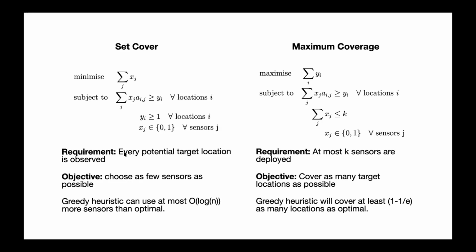So what we know is that this simple heuristic for the maximum coverage problem is actually guaranteed to give you about 63% of the optimal coverage. So in the absolute worst kind of adversarial cityscape you can come up with, you'll still get within some constant factor of the best possible coverage. Now in set cover, things are a little bit different. If you do the greedy thing here, you can actually end up using log n more sensors than optimal, where n is the number of locations.